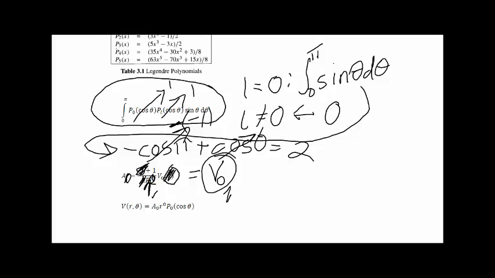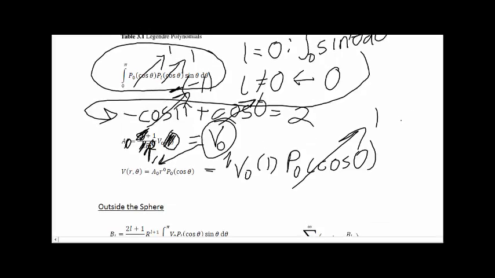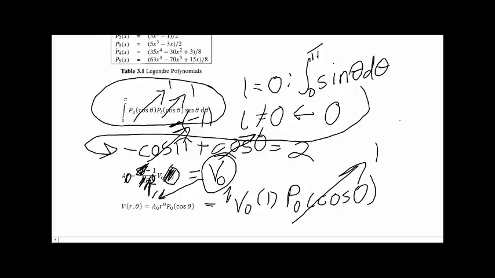And then you're going to take this and plug this in for that A naught right there. When you do, you're going to have V naught, R is going to be a 1, and then you have P naught cosine theta, which is also 1. Giving you a result of just V naught. And this matches earlier results found in chapter 2 of the book.